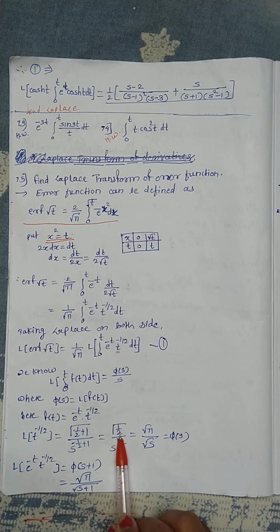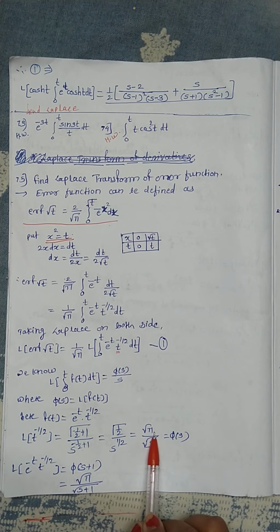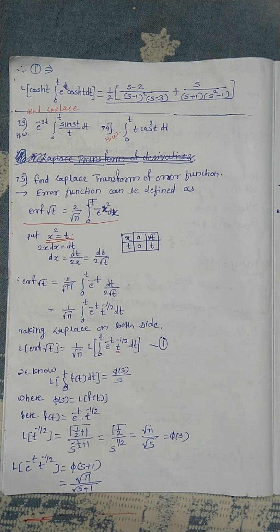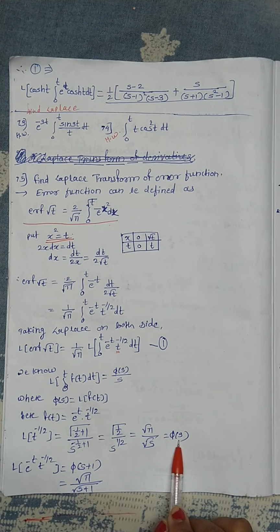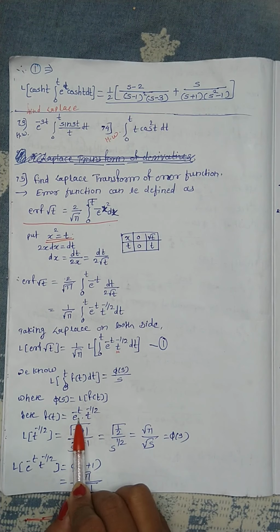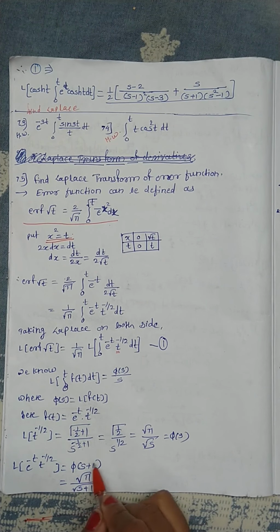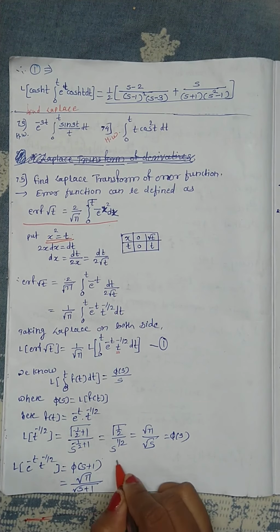We know the gamma half value is root pi, a well-known constant, upon s raised to half, which means root s. Call it phi of s, because we are going to use the exponential property. Now write down the exponential property, you have to write it like this.